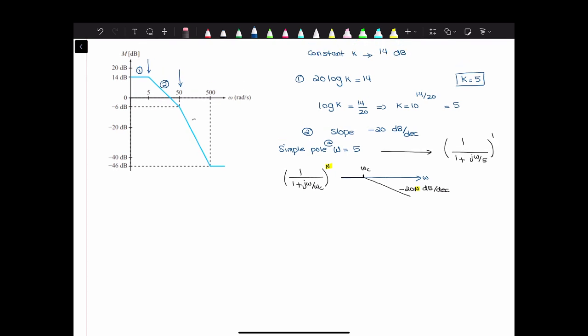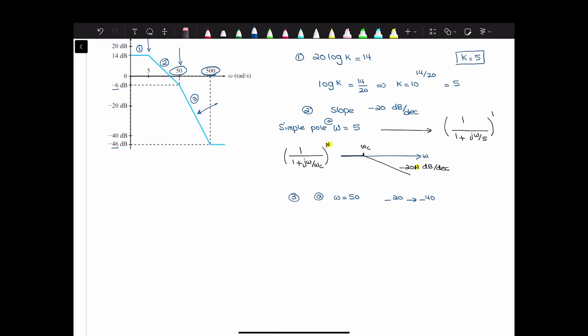Now, in part 3, at omega equal to 50, the slope changed from negative 20 to negative 40 decibels per decade, right? The slope of this line is negative 40 decibels per decade because we went from 50 to 500, and the magnitude changes from negative 6 all the way to negative 46. So that is negative 40 decibels per decade. The slope changes by one more negative 20 decibels per decade, so that's another pole.